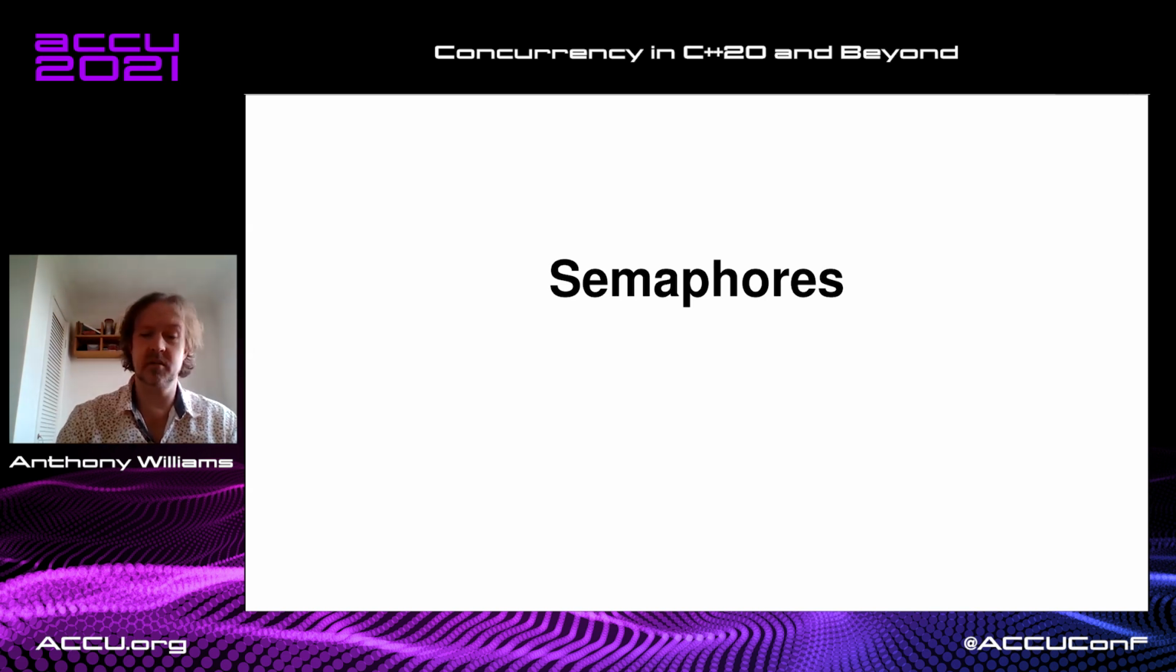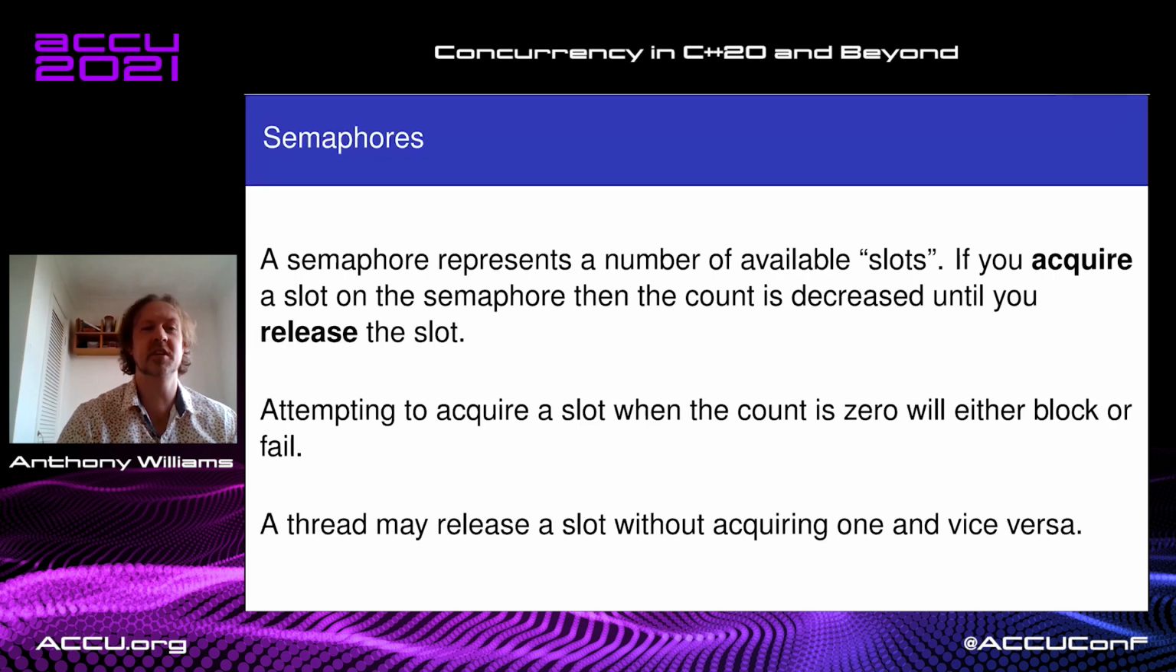Semaphores are the final of the new synchronization things. A semaphore fundamentally represents a number of available slots. You can acquire a slot, and then the count decreases, and then you can release a slot, and the count increases. Obviously, if you attempt to acquire a slot when the count is 0, you can't do that. So either you block, because you said, I definitely want to acquire it, or if you say try acquire, then it will fail.